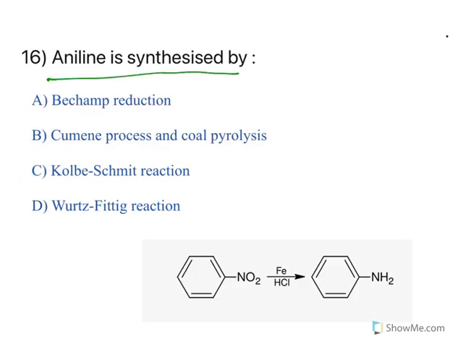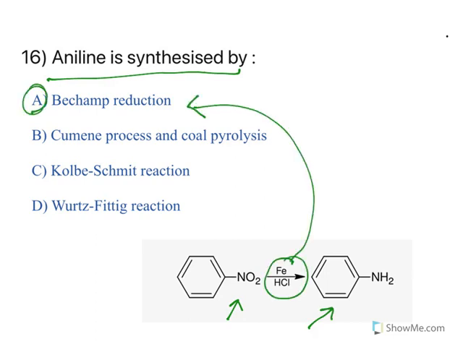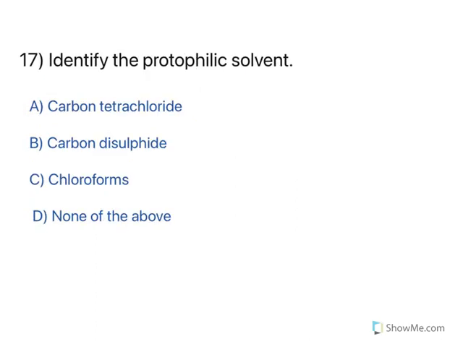Now, aniline is synthesized by, there is a process, nitrobenzene is reduced to aniline by using iron and HCl, and this process is known as Béchamp reduction. So you can see most of the organic chemistry is based on named reactions. So you need to get some mastery over named reactions.